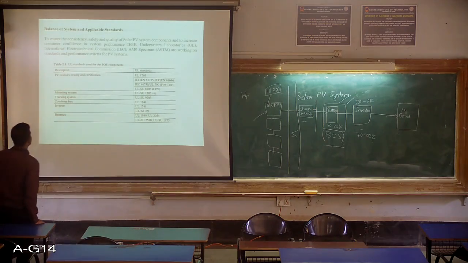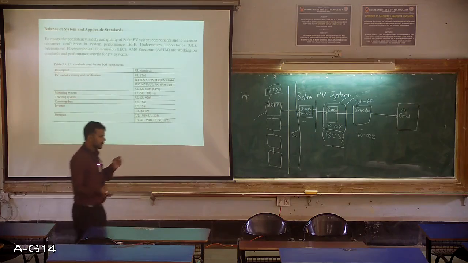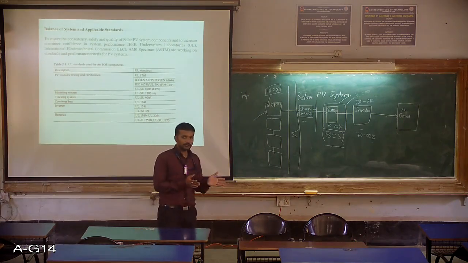Here, the standards available are IEEE standards, then IEC standards, where IEC means International Electrotechnical Commission. Then ASTM standards are available, that is the AM0 spectrum, and UL standards are also available, that is Underwriters Laboratories. These are the different agencies which have tested all the components and mentioned the standards.